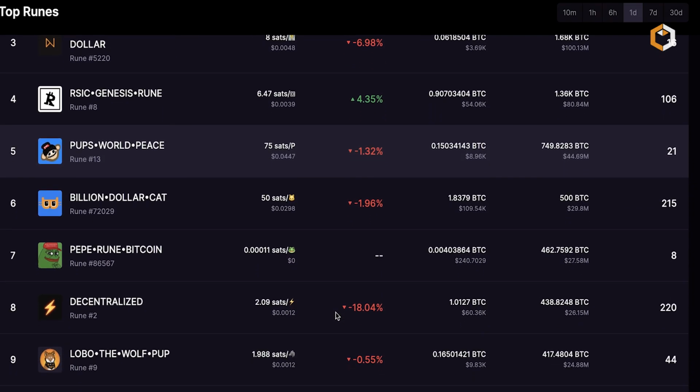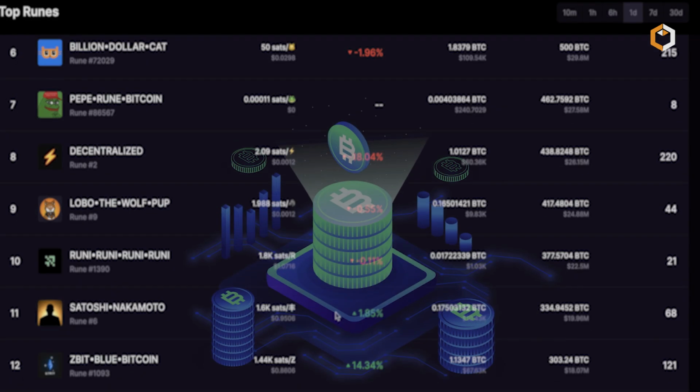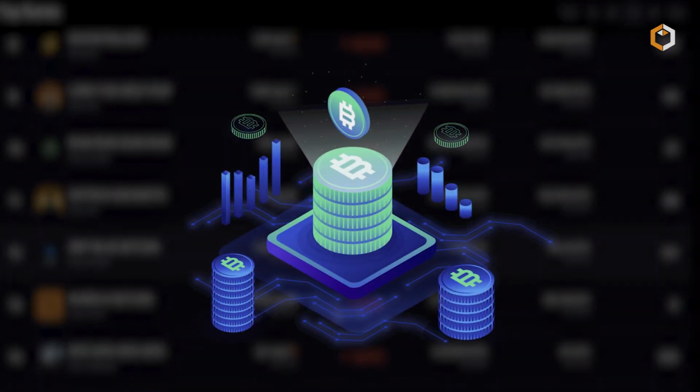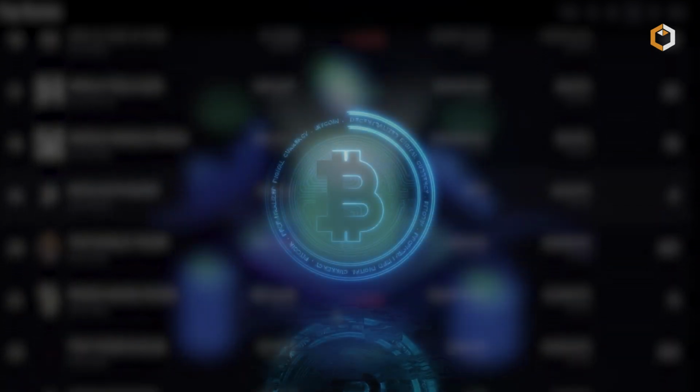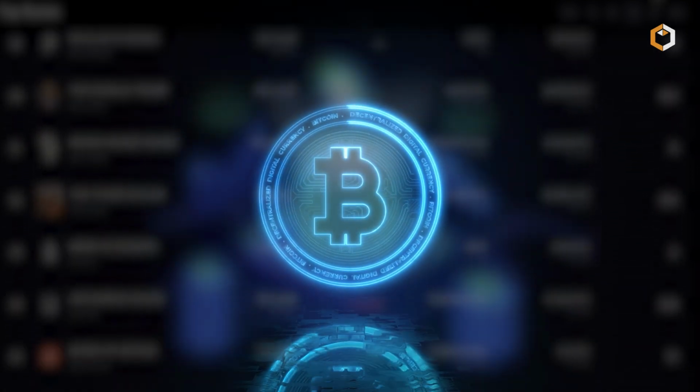As Runes continues its development journey, its potential to revolutionize token creation and data management on Bitcoin remains promising, adding intrigue to the future of the Bitcoin network.